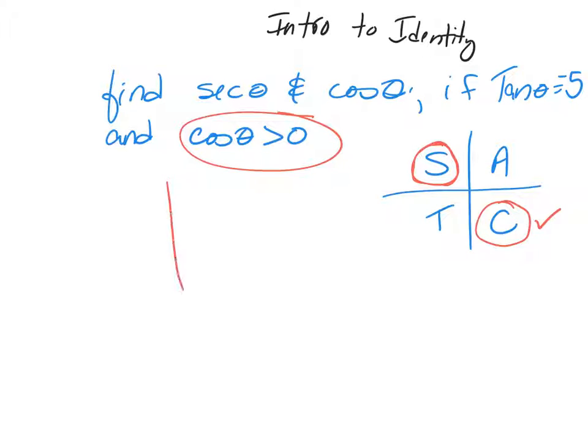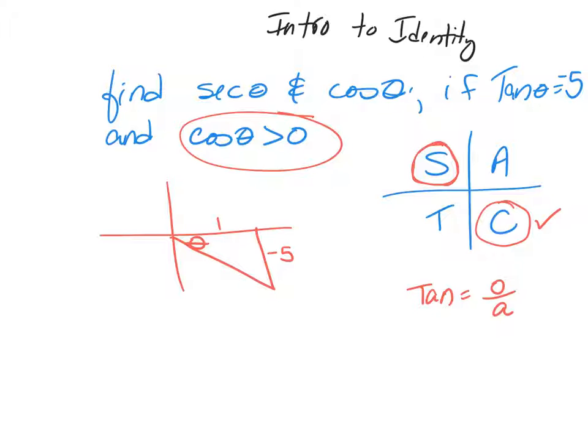So I'm going to draw my angle in the fourth quadrant. And the angle always comes out of the center. So we know it's in the fourth quadrant, and we're going to practice that a little bit. So make sure you know what quadrant you're in. So tangent is opposite over adjacent. So I know that the opposite side of the angle is -5 and the adjacent is 1.